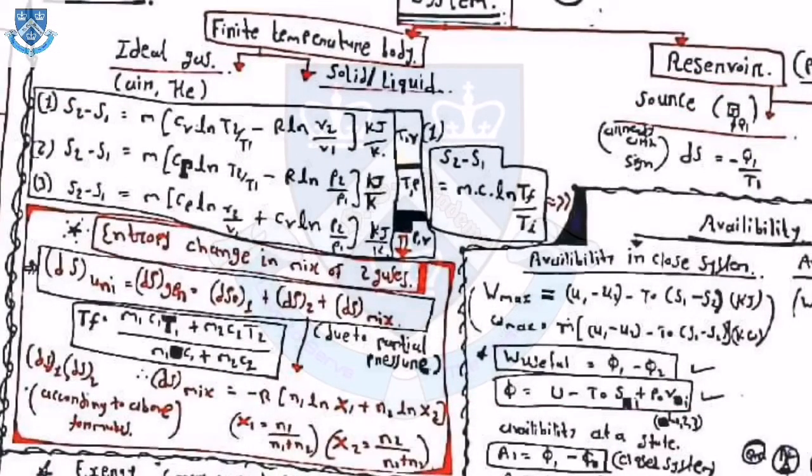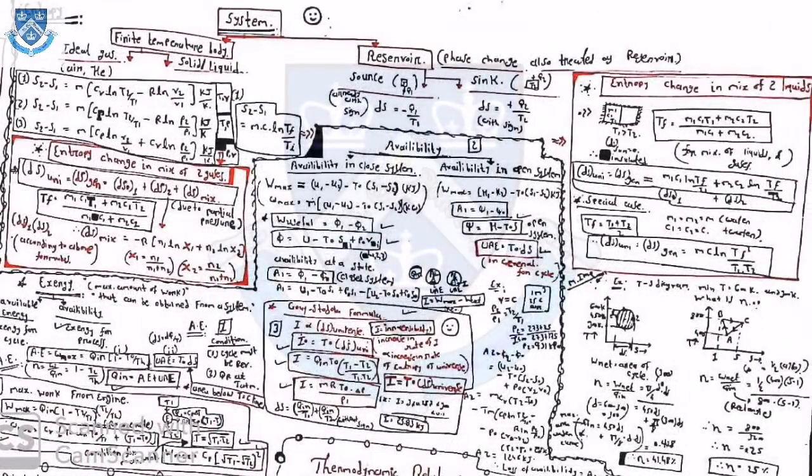And similarly for the entropy change in mixtures of two gases. For that, ds of universe is equal to ds of generation is equal to ds1 plus ds2 plus ds mixture. So Tf is equal to M1C1 T1 plus M2C2 T2 upon M1C1 plus M2C2. Then ds mixture is equal to minus R into n1 ln x1 plus n2 ln x2, where x1 and x2 are equal to n1 upon n1 plus n2 and n2 upon n1 plus n2 respectively. So you can take a screenshot of the screen also.